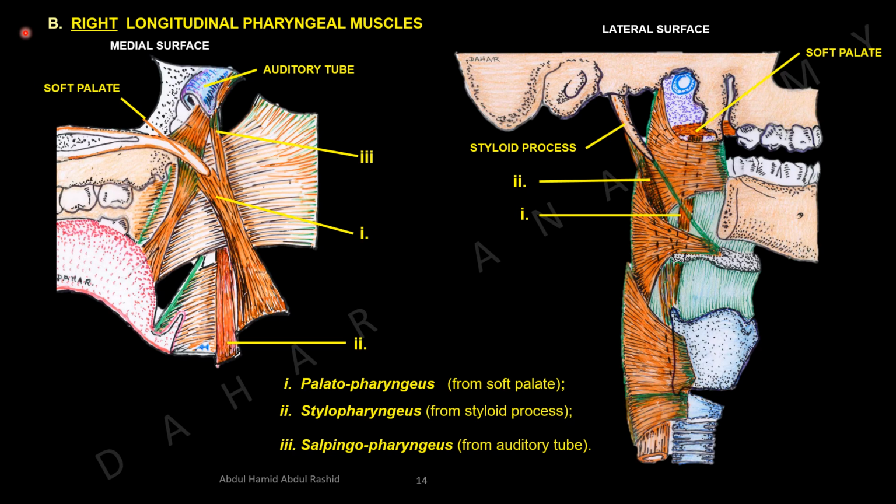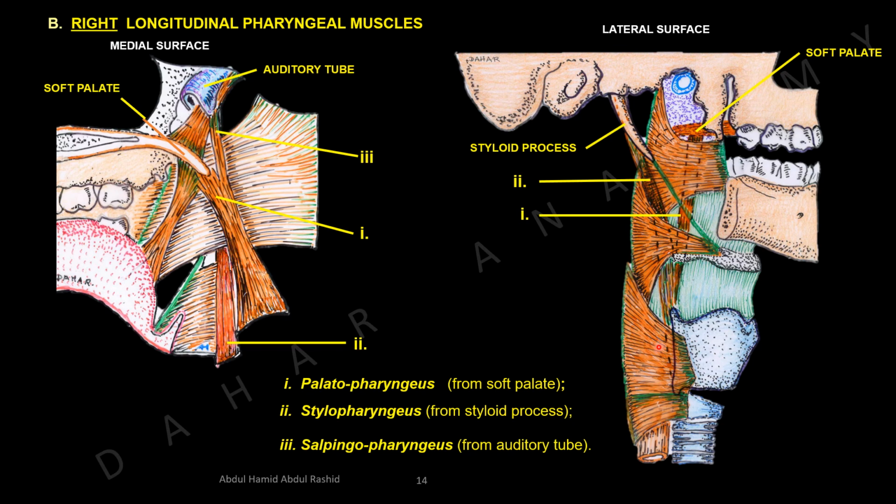Longitudinal muscles are the inner group of pharyngeal muscles. We have two diagrams here. This is the lateral wall looking from inside, medial view. This is the lateral wall looking from outside, lateral view. Okay, let's see the structures here. This is the auditory tube. This is the soft palate. And this is the pharyngeal region. In this diagram, here is the soft palate, and here is the styloid process. This is the pharyngeal region.